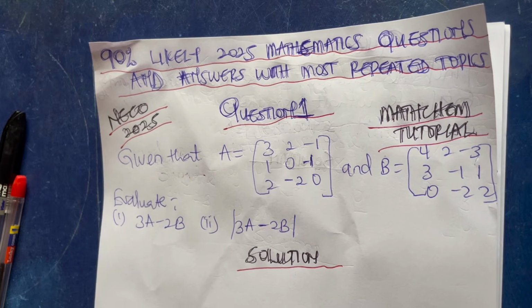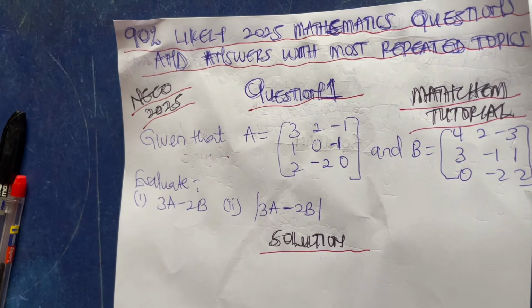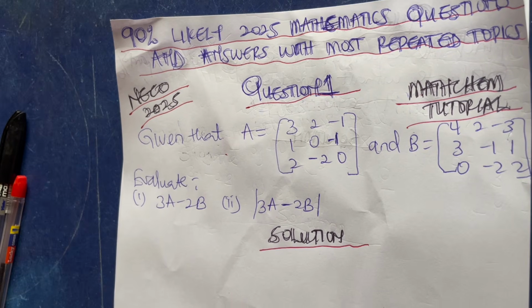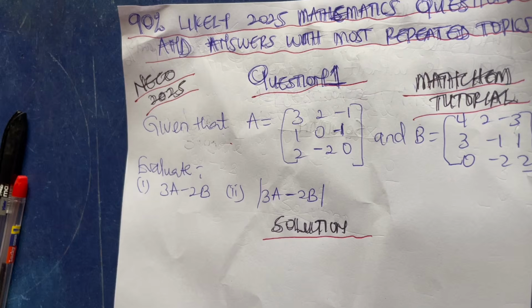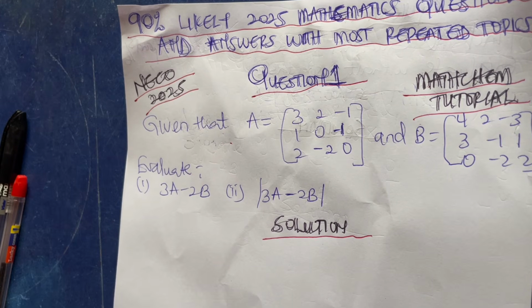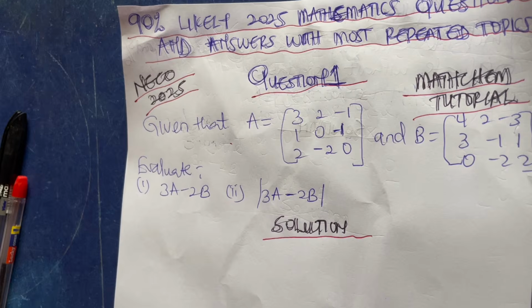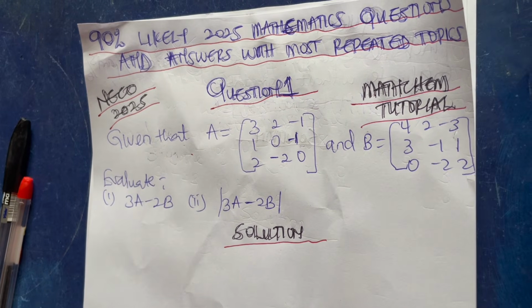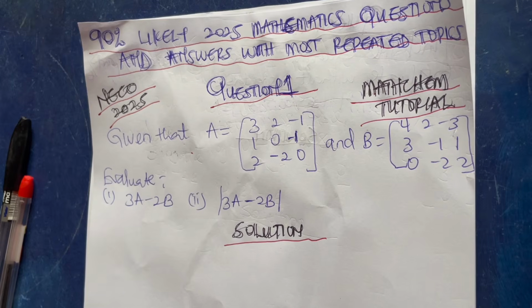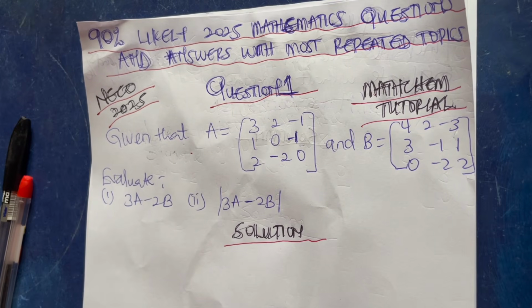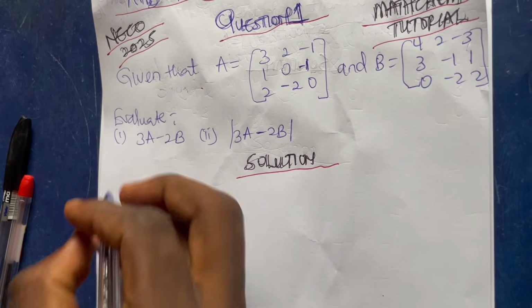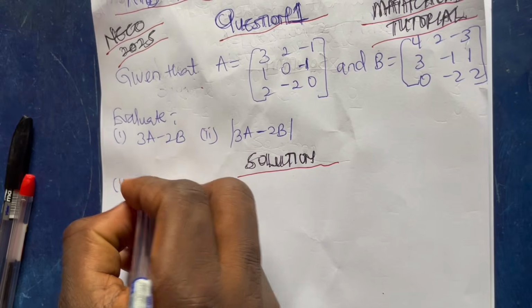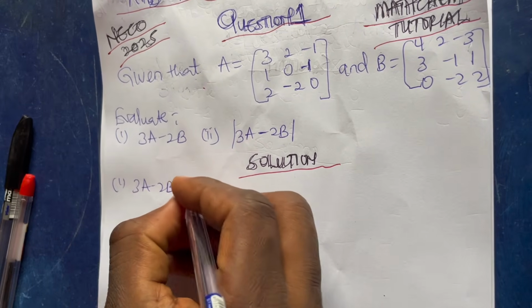Please take this question seriously. Add it to whatever you are reading, and it will really help in your exam. So let's solve question number one. It says that given matrix A is a 3 by 3 matrix, which you have seen there, and matrix B is also a 3 by 3 matrix, which you have seen there. The question says we should evaluate 3A minus 2B.